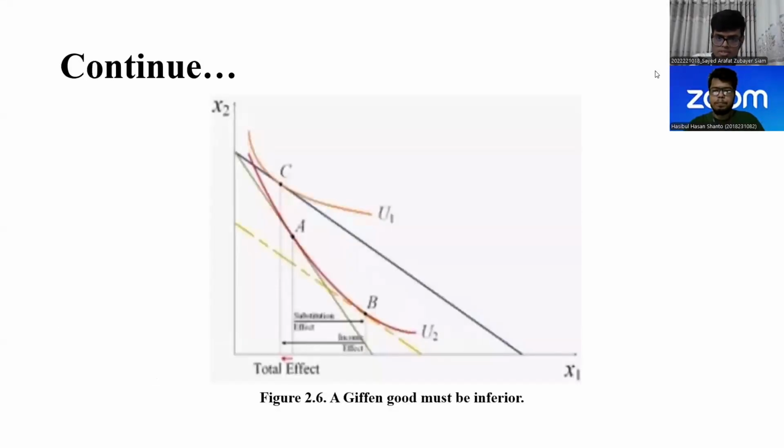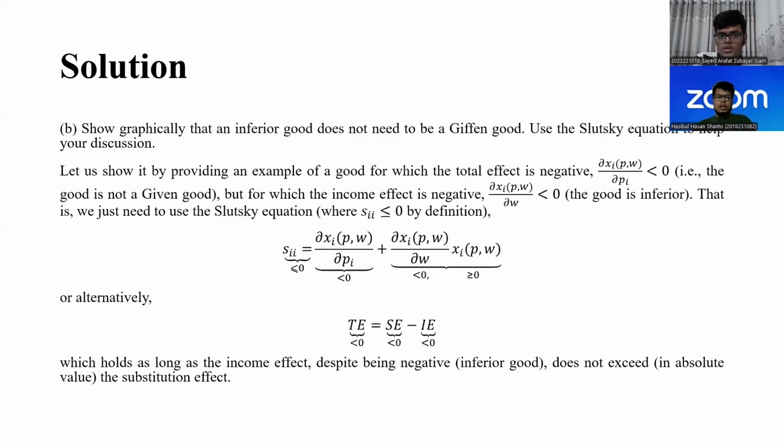And from this part, we can see the conclusion regarding this session. So here we can see that the substitution effect is less than the income effect, and the total effect is negative here. So from that perspective, we have concluded our discussion of part A, and then we will move forward to the inferior good.